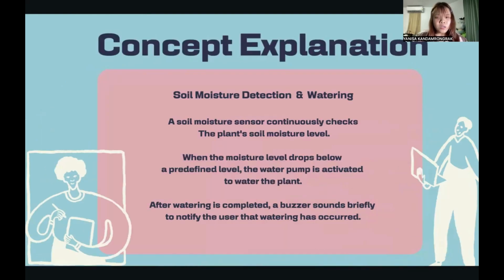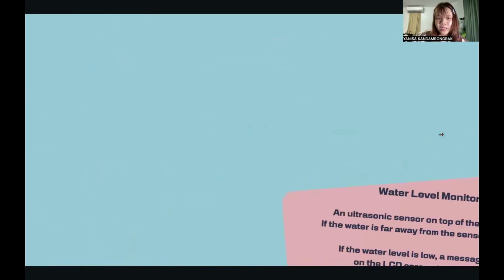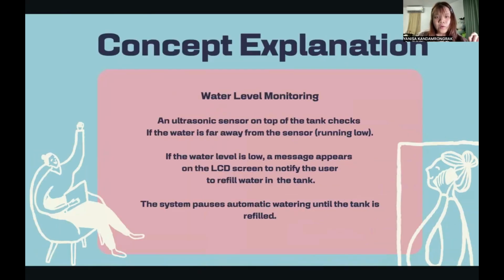A soil moisture sensor continuously checks the plant's soil moisture level. When the moisture level drops below the predefined level, the water pump is activated to water the plant. After the watering process is complete, a buzzer will release a sound to notify the user that watering has occurred and is complete. So the second one is water level monitoring.